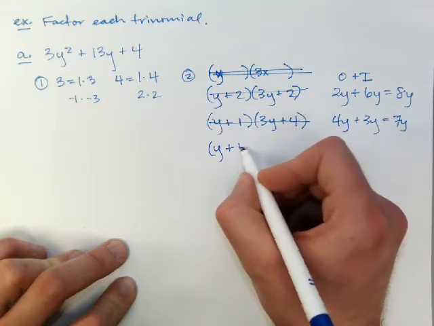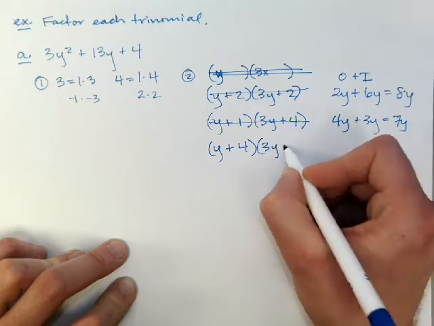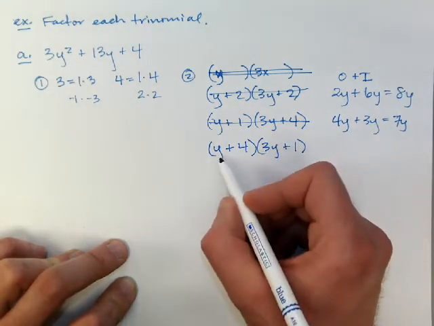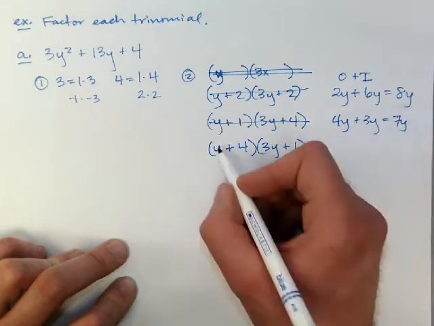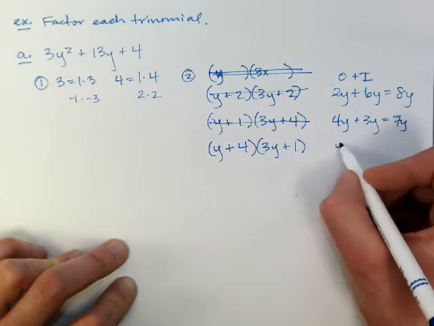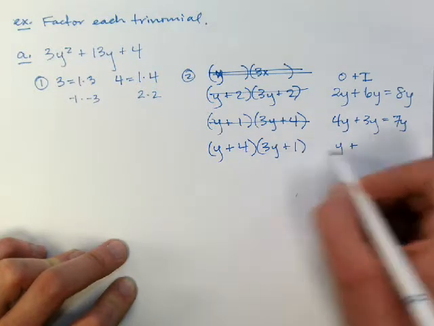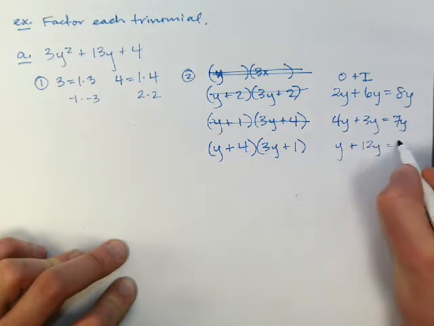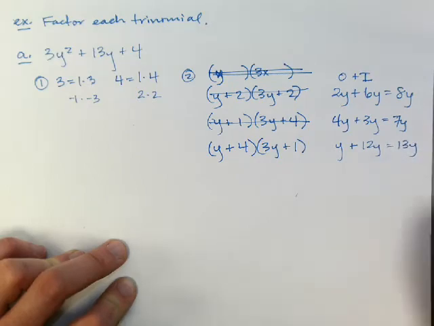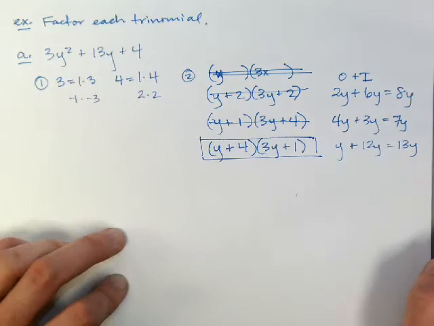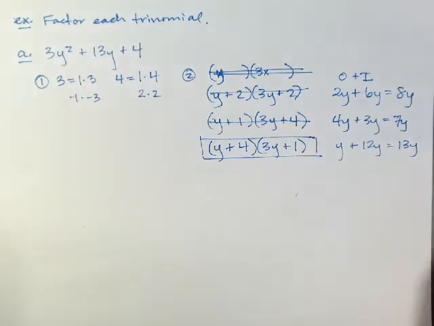So let's do y plus 4, 3y plus 1. So then y times 1 is positive y. And then 4 times 3y gives us 12y. Look at that, we got 13y. So y plus 4 times 3y plus 1 is the factorization there.